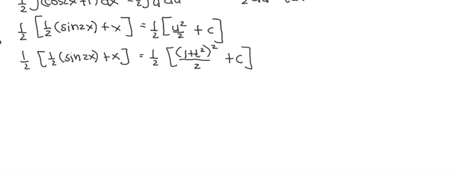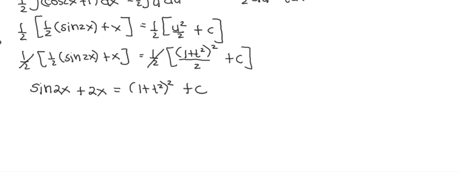Then let's now simplify this equation. We can just cancel out 1/2 here. Then we multiply both sides by 2, so that the result would be sine 2x over 2 times 2, so we have 2x, equals 1 plus t squared raised to 2 plus c. So this will be the final answer.